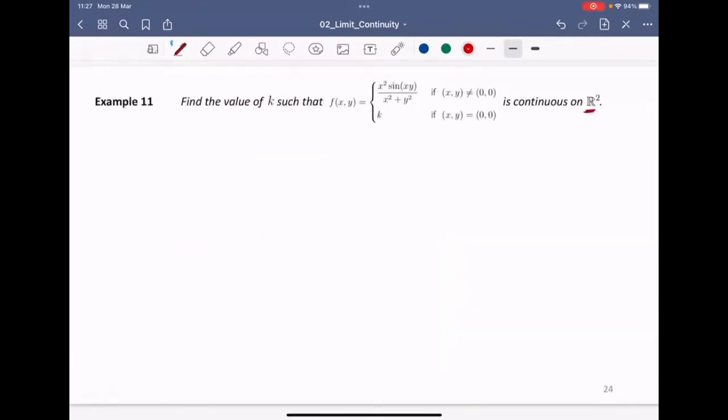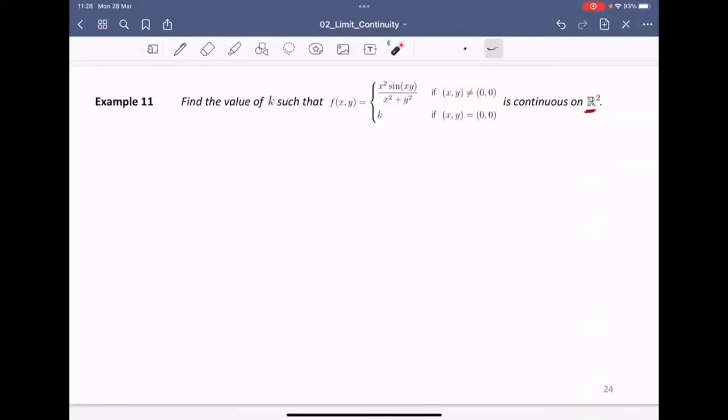Again, you can see that it's continuous at any point except (0, 0) for sure. On the top, this is a trigonometric function and a polynomial. You multiply them together, this is a product of continuous functions, so it's still continuous. On the bottom, this is a sum of continuous functions, still continuous. So you take the ratio between them. Fine. They are continuous at any point except (0, 0).